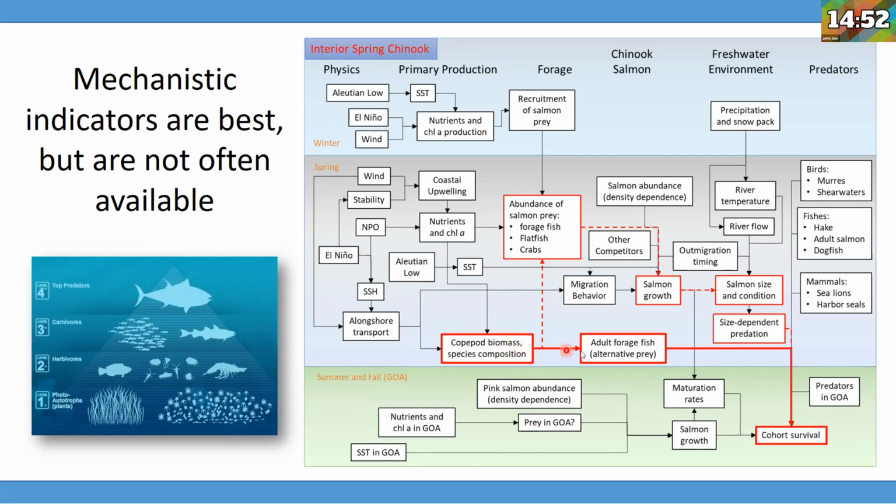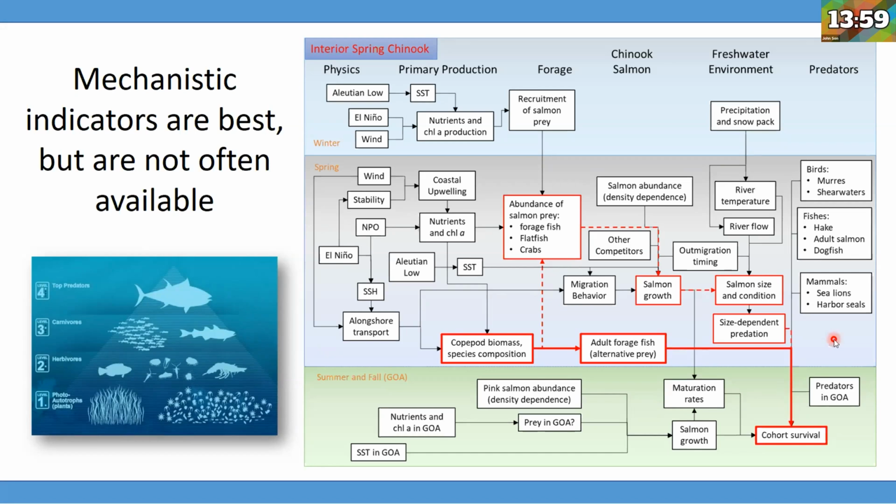Copepod biomass could be feeding the adult forage fish community, which can act as alternative prey to a lot of these salmon predators. So that's one important pathway that could be the reason that copepod biomass is correlated with survival. An alternative is that the copepods are feeding juvenile forage fish species or flatfish or crabs or any other type of salmon prey. The increased salmon prey are feeding salmon growth and increasing salmon size and condition, which then feeds into size-dependent predation of salmon. These things aren't mutually exclusive, but they're also not always in concert. Sometimes one will have a negative impact on salmon survival and one will have a positive impact.